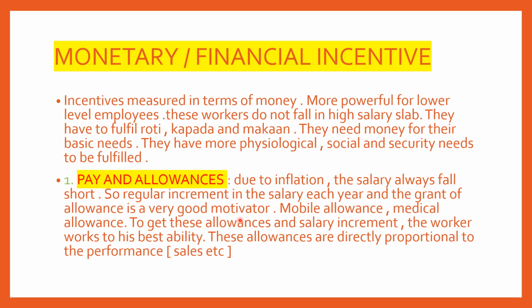What type of allowances are provided by the employer? Mobile allowance, they are being given free mobiles. Medical allowance is given to them for themselves and their family. Now to get these allowances and salary increment, the worker will try to work to the best of his ability so that he falls in that bracket in which he will be eligible for these incentives. These allowances are directly proportional to the performance. For example, if you attain a certain quantity of sales, you will be given this particular allowance. So this pay and allowances is the first point in the monetary and financial incentives.